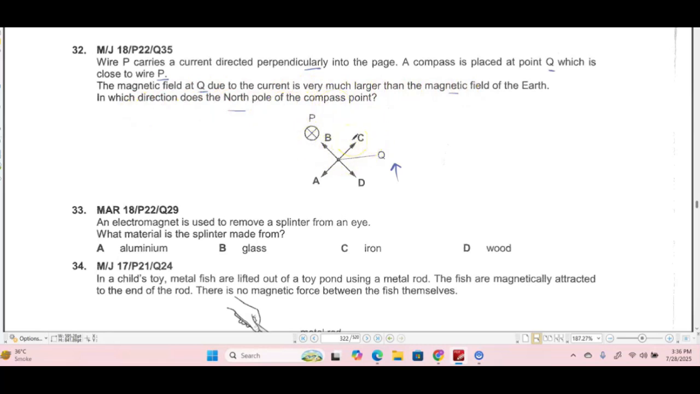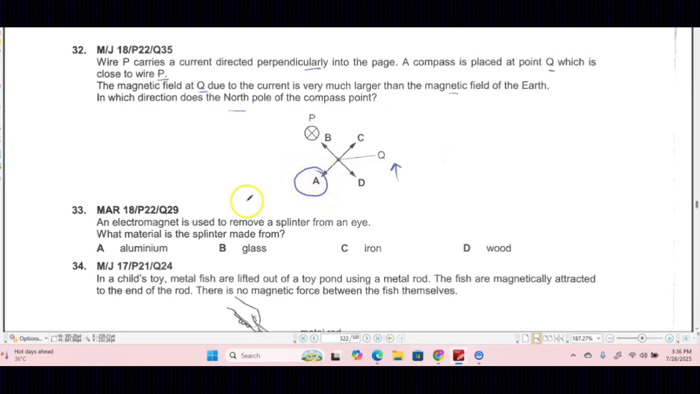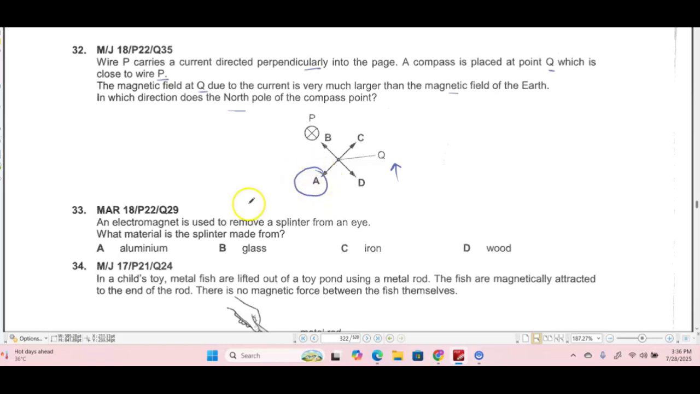We can use Fleming's left hand rule for this. If the current is into the page, the magnetic field lines are going to be downwards. So the north pole is going to point towards A. Okay, let me see if I can use that figure. Okay, so this is it now.